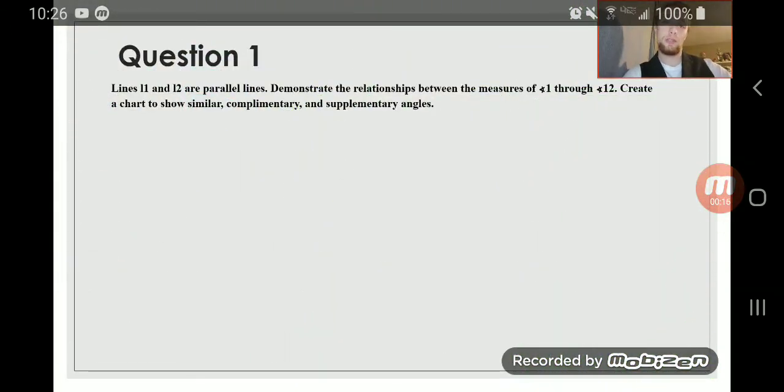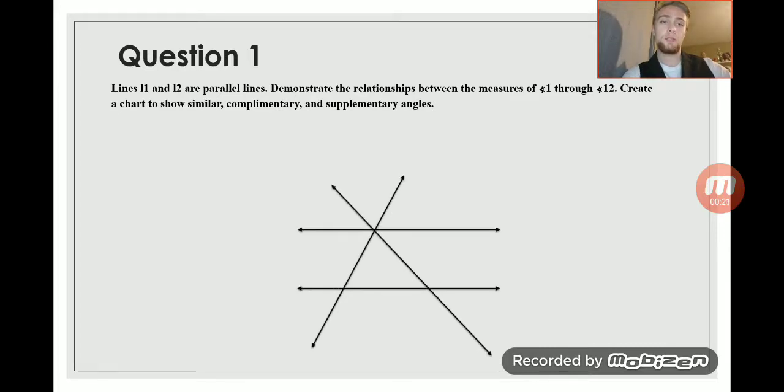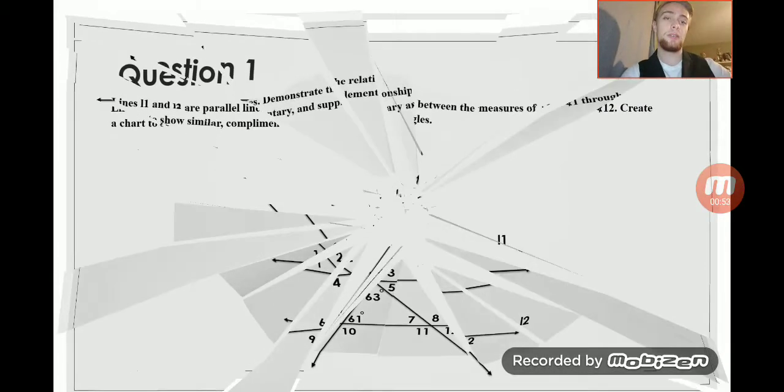So here we see question 1, which asks us, using lines 1 and 2, explaining to us that they are parallel. It wants us to demonstrate the relationships between the measures of angles 1 through angle 12. Create a chart to show similar, complementary, and supplementary angles. Now, as you can see here, we're going to fill out this graph that I've created with the different angles. You can see lines 1 and 2 there, and they are, in fact, parallel. And so we also have these two angles, 61 and 63, in the middle triangle, respectively.